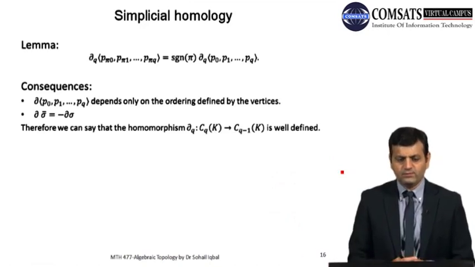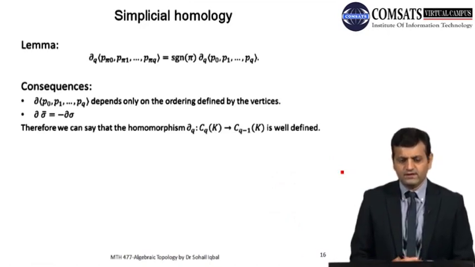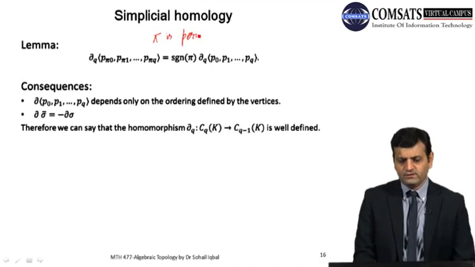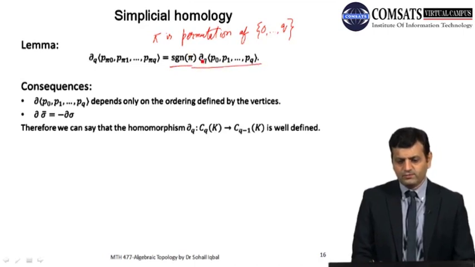So we have an important lemma. This says that the boundary of [p π(0), p π(1), up to p π(q)], where π is a permutation of 0, 1, 2, up to q, is equal to the signature of π times the boundary of [p0, p1, up to pq].